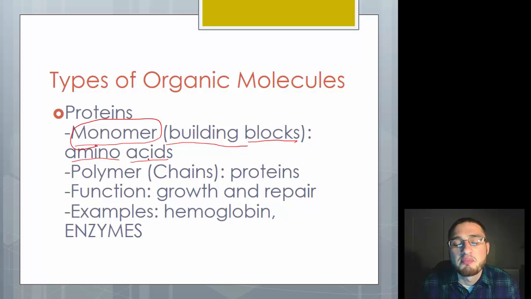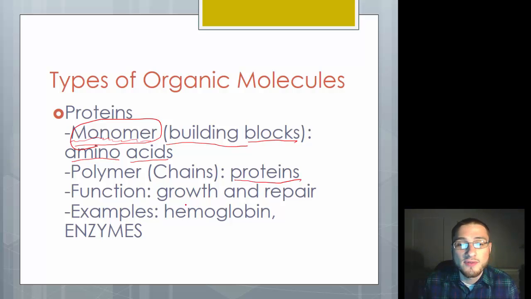So that's all we mean by building blocks. It's nothing deeper than that. But monomer is the word that we're going to use. You're not really going to hear bricks to the house or building blocks too often. You're going to hear, what's the monomer for proteins? Amino acids. What's the monomer for carbohydrates? Monosaccharides. When we form these long chains of amino acids, we call them our proteins.